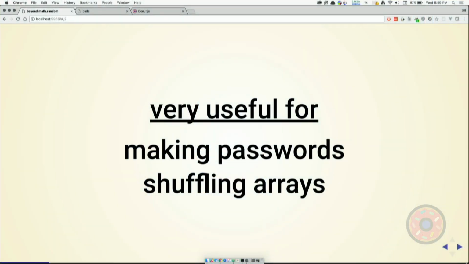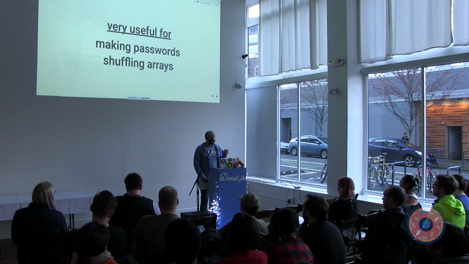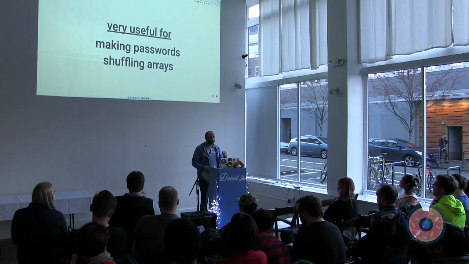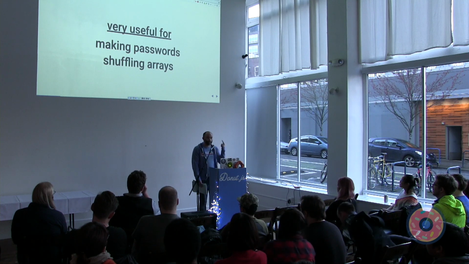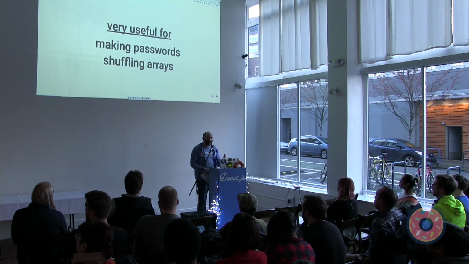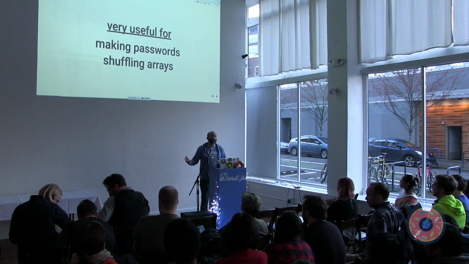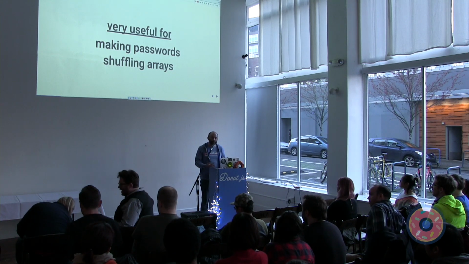Cool. So if you flip a coin 100 times and it's heads 100 times in a row, and you flip it that 101st time, what are the odds that it's going to be heads? It's 50-50, right? And that's good for things like making passwords or shuffling arrays, like cards. And that's what Math.random does. Every time you run it, it gives you a number that's supposed to be completely independent of the number directly prior to it.